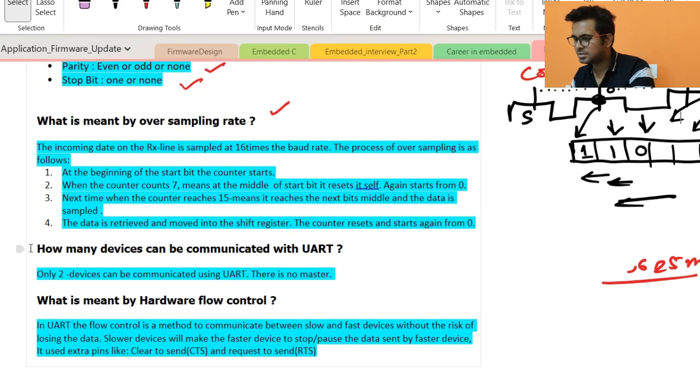Now the next important question is, how many devices can be communicated with UART? The answer is only two devices. There is a TX and RX line. There is no device address, so only two devices can be connected.